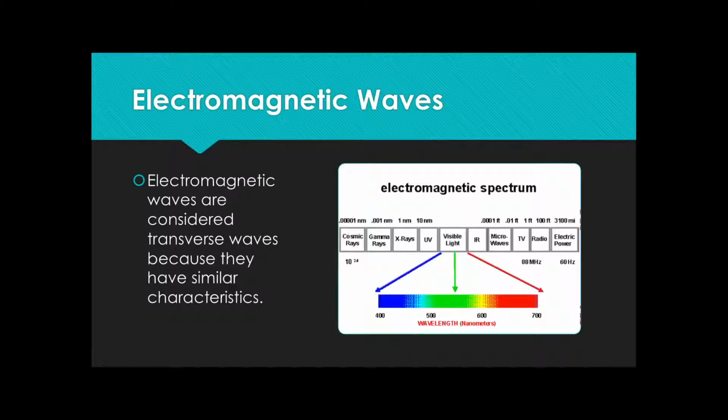So electromagnetic waves are considered transverse waves because they have some very similar characteristics to a transverse wave. So the picture I have here is what we call the electromagnetic spectrum. So it shows all the different types of electromagnetic waves in order of their wavelength. So it goes from the shortest wavelength to the longest wavelength, starting with gamma ray, going all the way to radio waves.